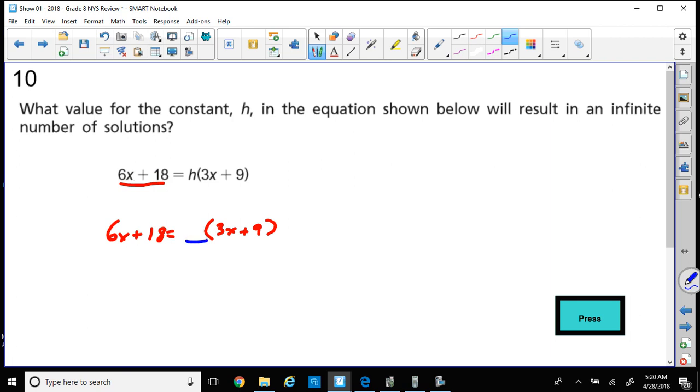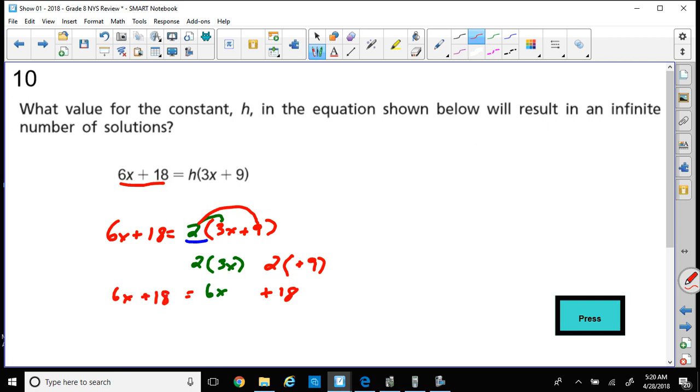So what will we multiply by here? We could multiply, say, by 2 to give us 6. And don't forget the x. So 2 times 3x will give us the 6x. And we can also distribute, multiplying 2 by the positive 9. That'll give us the positive 18. And there we will have the same equation on both sides.